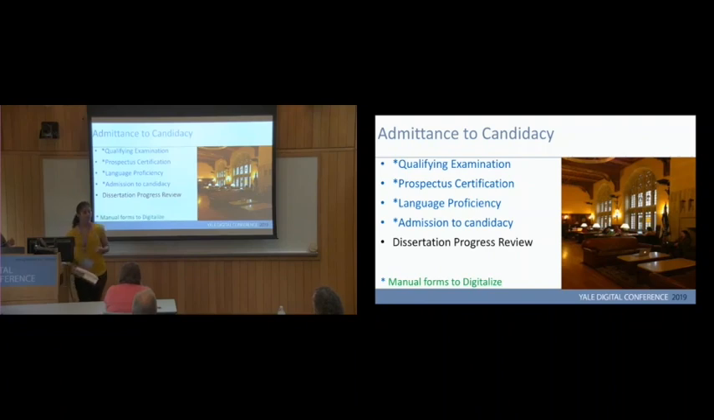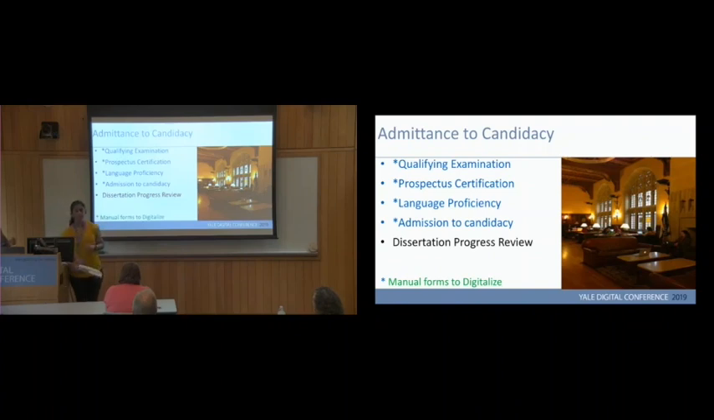They have to submit a prospectus. A prospectus is a preliminary statement on what they will be doing in their dissertation. It shouldn't include all the details, but it should include what the topic of the dissertation is and what the working title is, and this will be submitted to the committee and approved. If so, they get a prospectus certification.